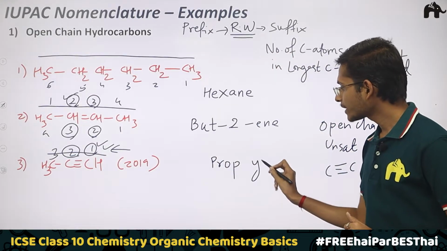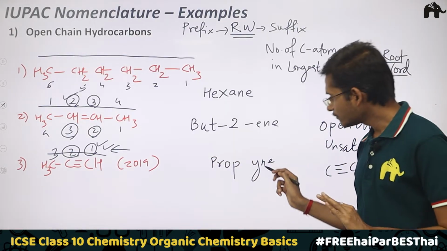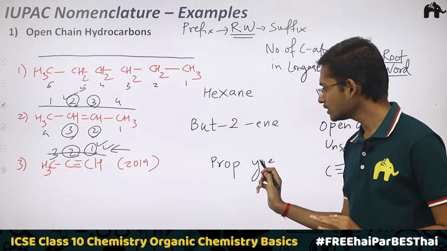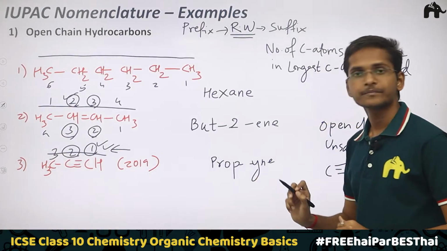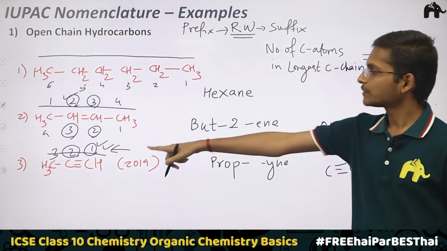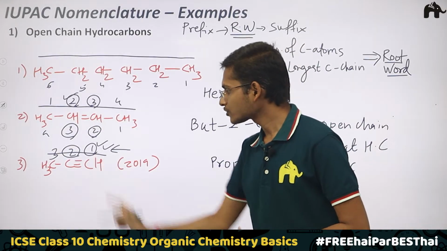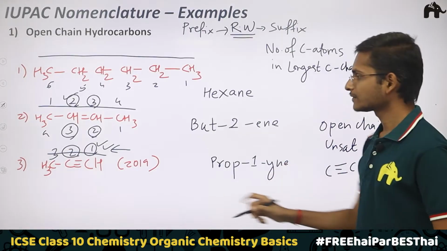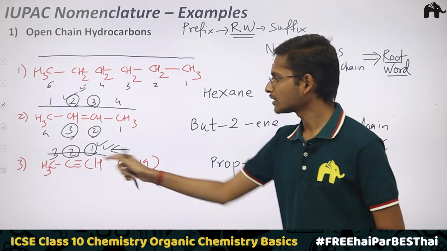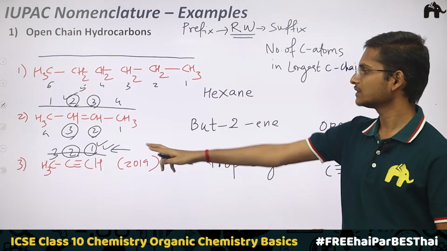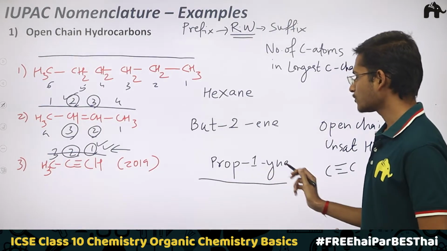yne you can use. But again the same thing, we need to denote the position of the triple bond, right? And what we do is we denote it before the suffix and after the root word by putting a hyphen in between them. So here the position is the first carbon, right? So I would write here 1, because we have already seen why 1 is the position of the triple bond. The lowest number out of these 2 carbon atoms is 1, that's why. So our compound's name would be prop-1-yne.